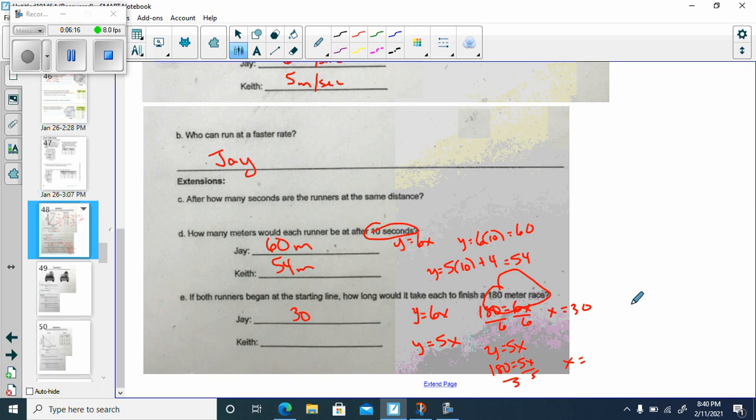And you would get 36. It would take Keith 36 minutes. That's if he started from time 0. Some of y'all did it with him starting 4 meters in. That would be 32 and a half. Just letting you know on that.